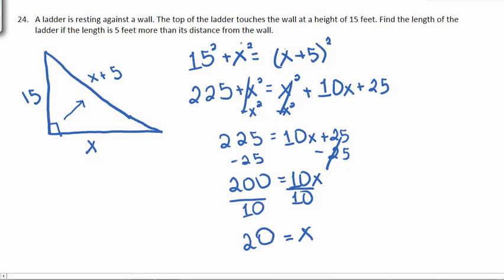However, this isn't what we wanted to know. We wanted to find the length of the ladder. And the length of the ladder is x plus 5. So the ladder is going to be 25 feet.